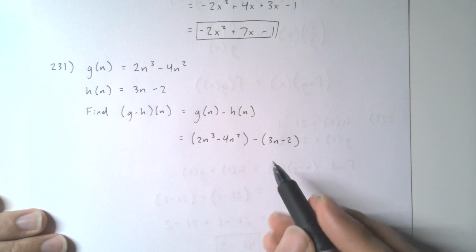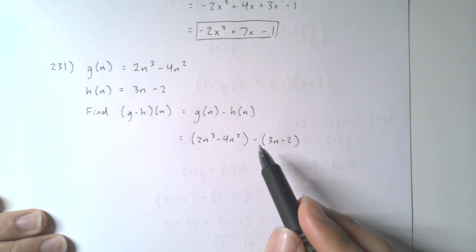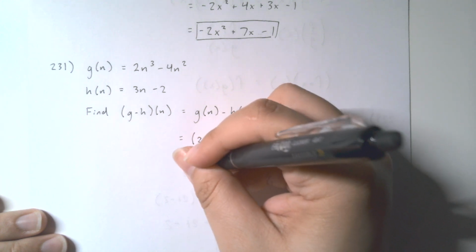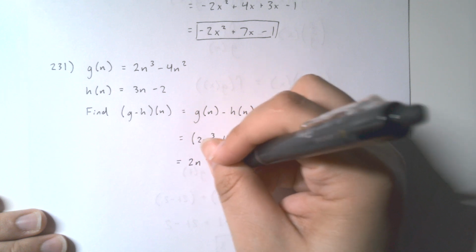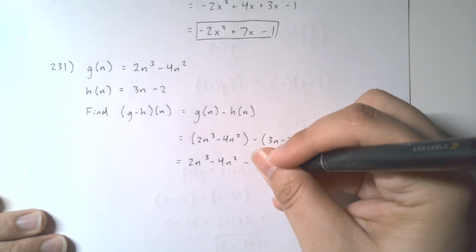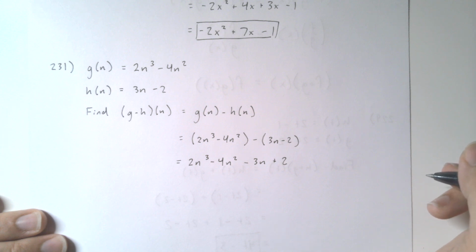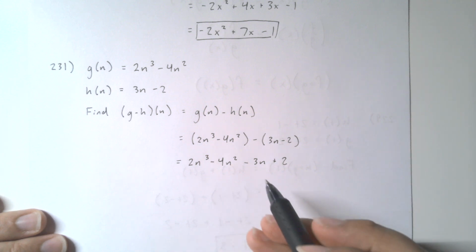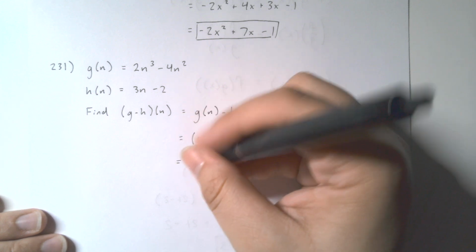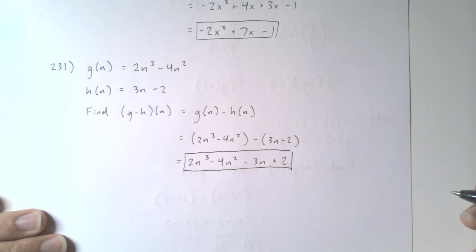And remember, when we're subtracting polynomials, we can keep the signs the same on the first one, but we have to flip the signs for the second one. So this becomes 2n cubed minus 4n squared, but minus 3n plus 2. And so then we want to combine like terms, but we can't do that. We have an n cubed, an n squared, n, and a constant. This can't be combined any further, and so this is our final answer.